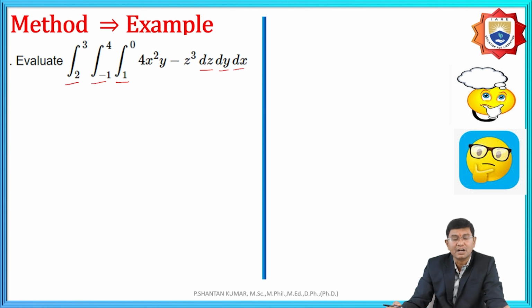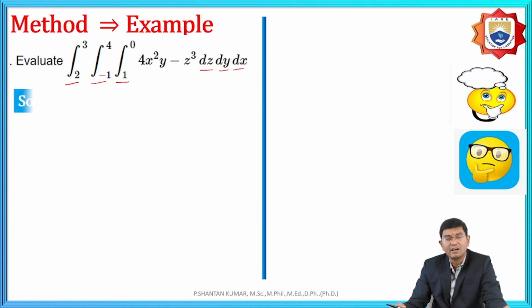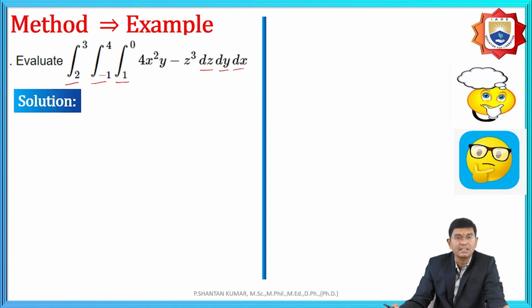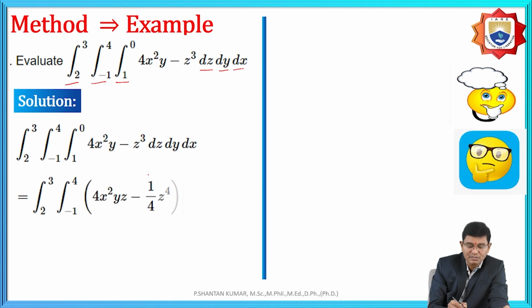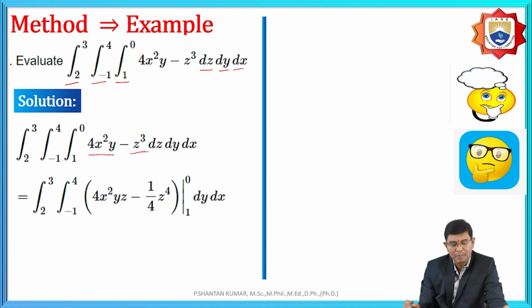While we follow this priority, first we integrate with respect to z, and 4x square y is a constant. The integration of the constant with respect to z gives 4x square y z, and the integration of z cube is z power 4 by 4. Therefore, it is 4x square y z minus z power 4 by 4. The limits are 1 to 0, as given, from lower to upper, followed by dy dx.